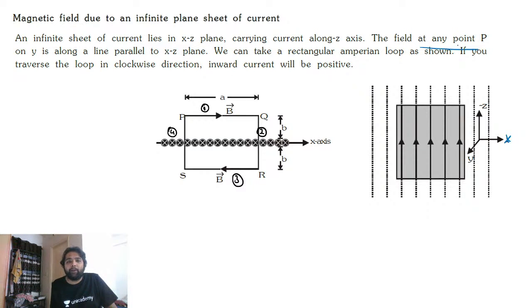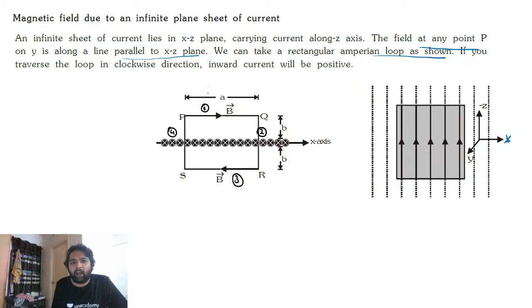The field at any point P on y axis along a line parallel to the xz plane. Parallel to the xz plane, यहाँ पे field कितना होगा? We can take a regular Ampere loop as shown. So in these kinds of infinite surfaces, when we took plane sheets of charges, we took Gaussian surfaces to be cylindrical or cubical. Similarly here, for current flowing through a sheet, we can define an Ampere loop as a rectangle passing through up and below and around both the directions.